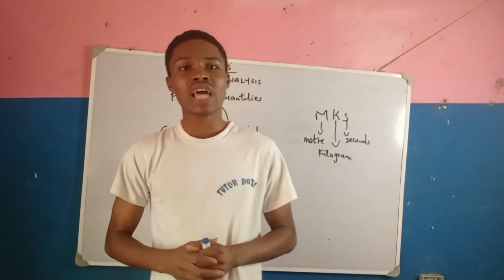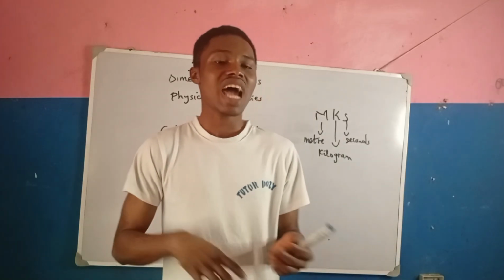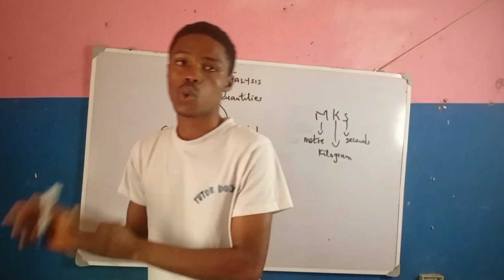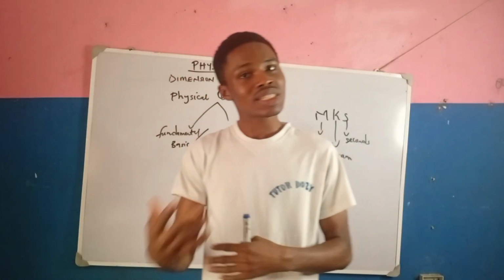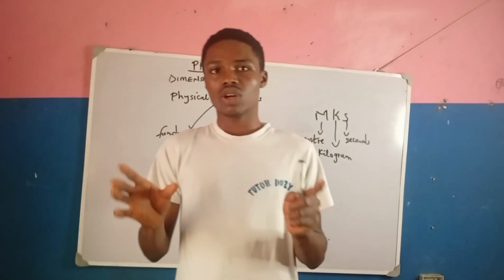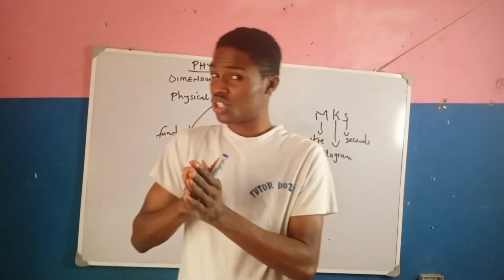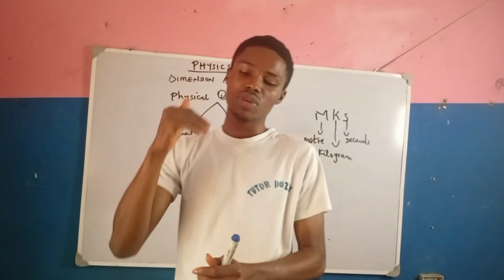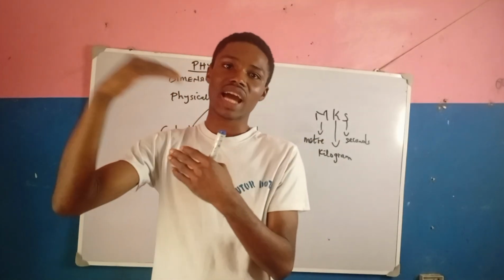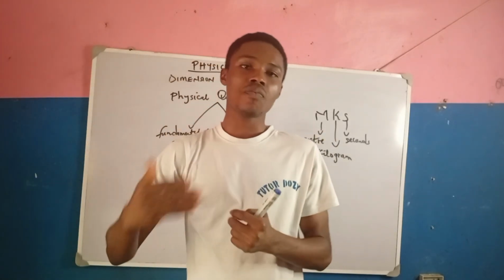Now what about dimension? Dimension is the relationship between a quantity and the basic quantities. Now remember, there are some quantities that are dimensionless. What do you mean by this? They don't have units. Why are they dimensionless? It is as a result of a ratio in which their numerator and their denominator have the same unit, or they are similar. Because of that, they become dimensionless.